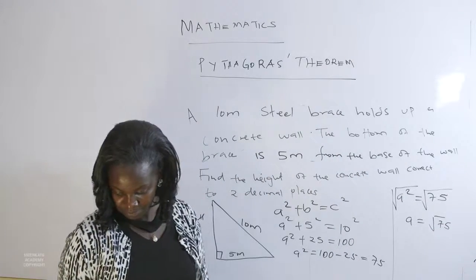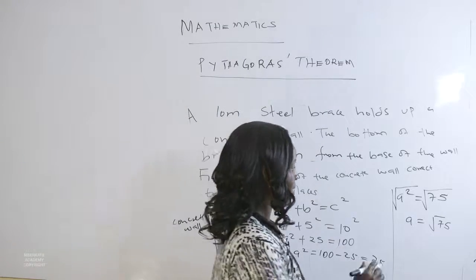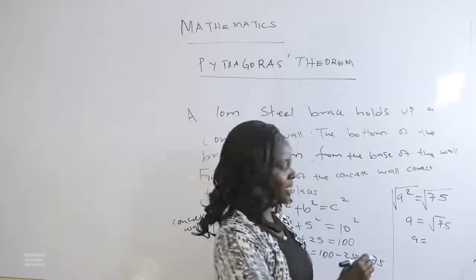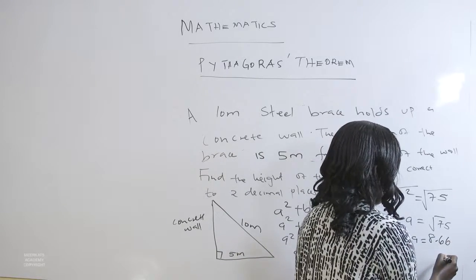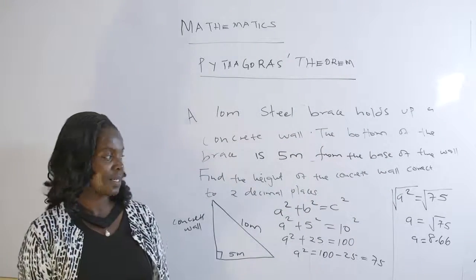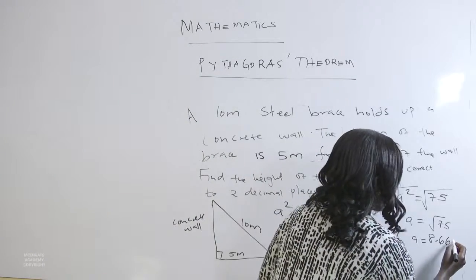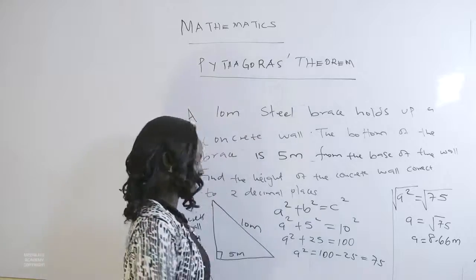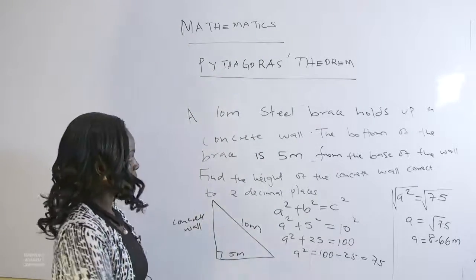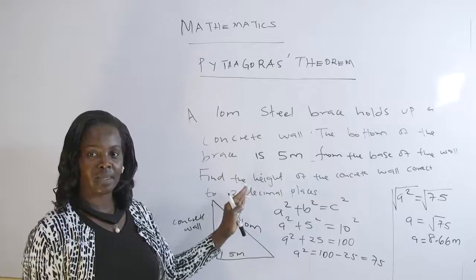Correct to 2 decimal places, 8.66. So the length of the wall is 8.66 meters. So we are able to solve this problem using Pythagoras.